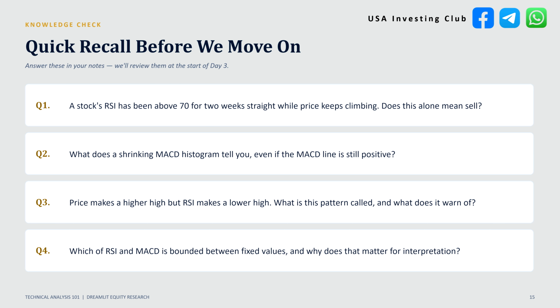Question 2. What does a shrinking MACD histogram tell you, even when the MACD line itself is still positive? Question 3. Price makes a higher high, but RSI makes a lower high. What is this pattern called, and what does it warn of? Question 4. Which of RSI and MACD is bounded between fixed values, and why does that boundedness actually matter for how you interpret each reading?